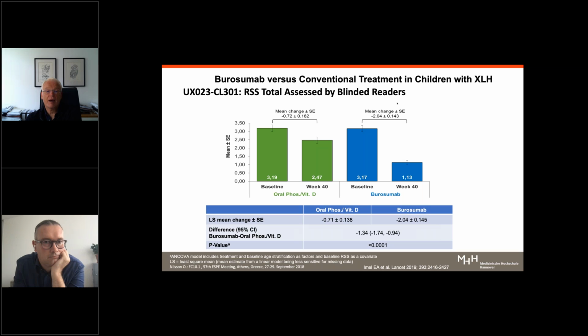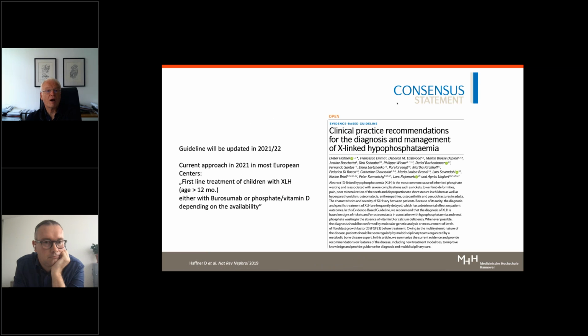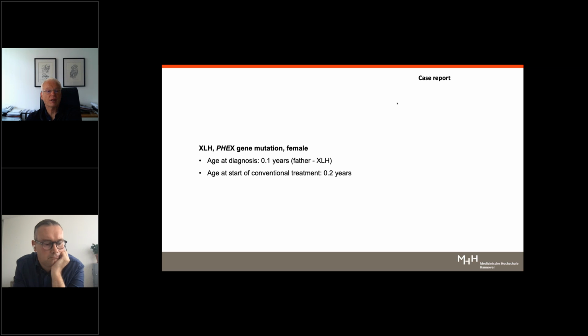And having said this, burosumab was superior with respect to improvement and healing of rickets compared to conventional treatment. That's why we have to update our guideline a little bit. This will be done next month. And currently, the approach in most European centers is that the first-line treatment of children aged above 12 months is either burosumab or phosphate and vitamin D, depending on availability. So just on a case report, I just want to show you how tricky it is sometimes to treat a patient.